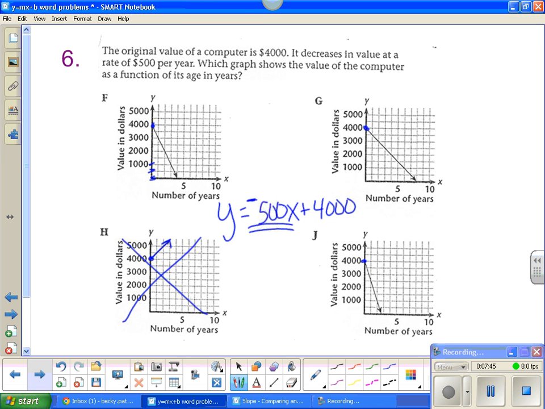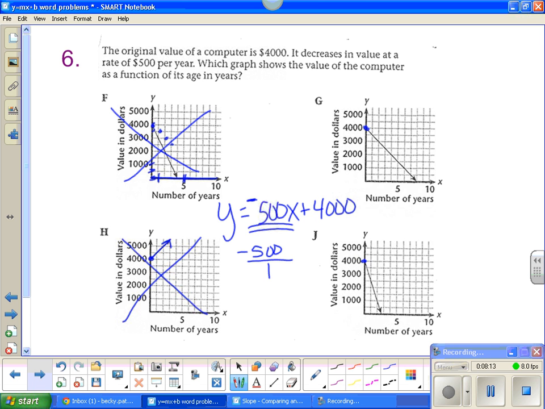So when it says negative 500 over 1, I need to go down 1 block, and if you look across your x-axis, if that's 5, then 1 block is 1. So I need to go down 500, which would be down a block, and then right 1. And I don't particularly like this graph. Down 1, right 1. No, it seems to be falling too steeply. So I think F is out.